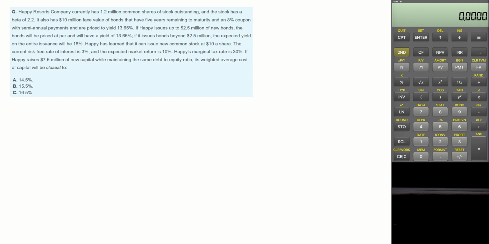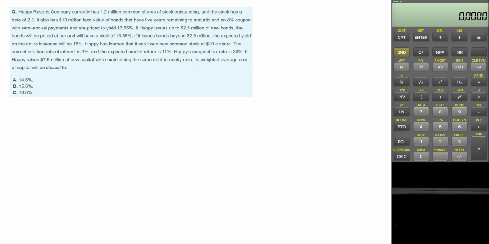Happy has learned that it can issue new common stock at $10 a share. The current risk-free rate of interest is 3% and the expected market return is 10%. Happy's marginal tax rate is 30%.